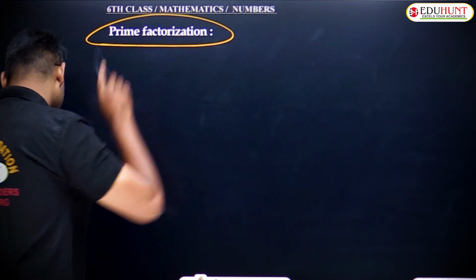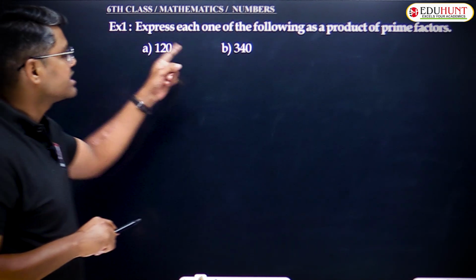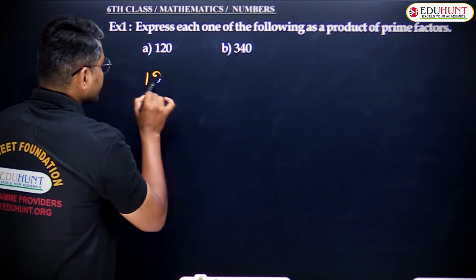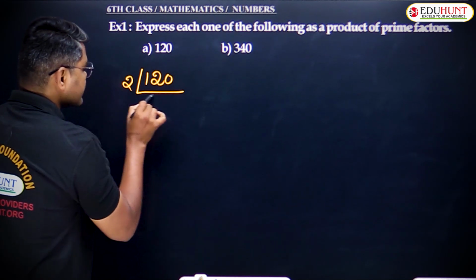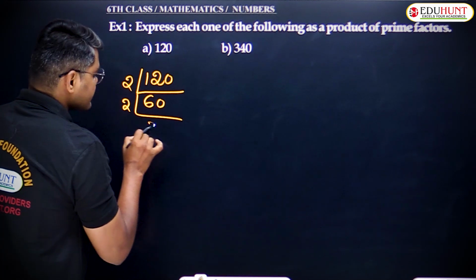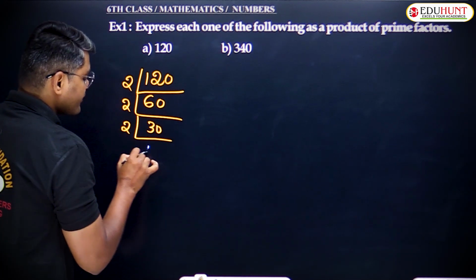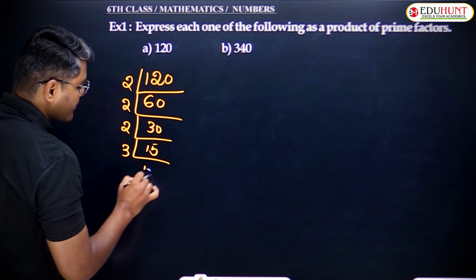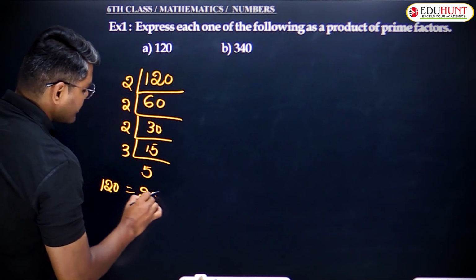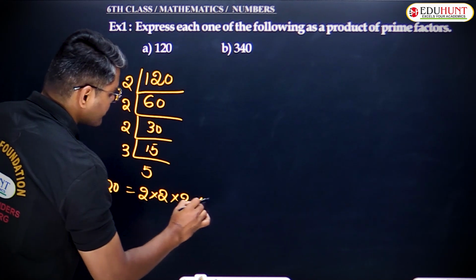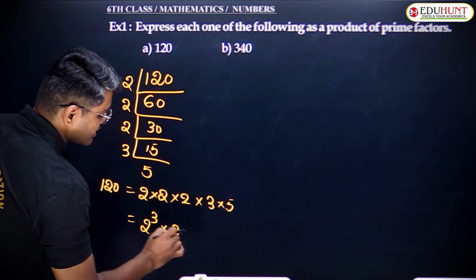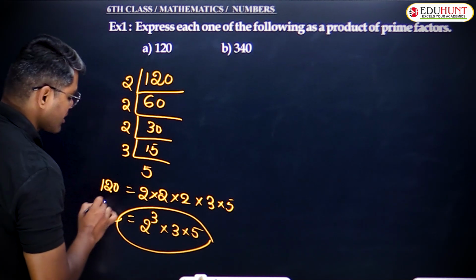This is prime factorization. Already we have discussed. Express each one of the following as a product of prime factors. Let's see 120. 2 60s are 120. Only we have to take prime numbers. 2 30s, 2 15s, 3 5s. So this 120 can be written as 2 into 2 into 2 into 3 into 5. Now this can be written as 2 cube into 3 into 5. This is the prime factorization of 120.